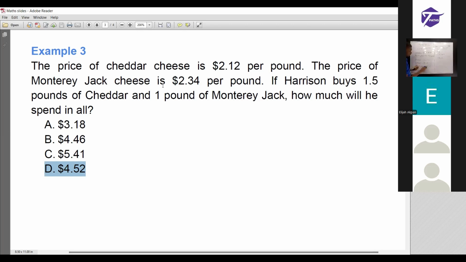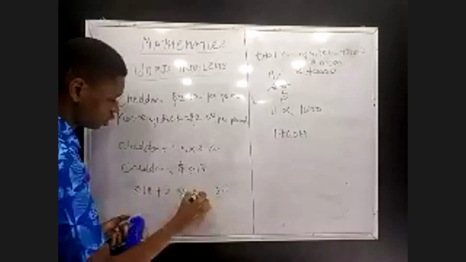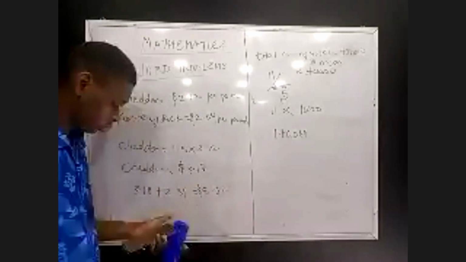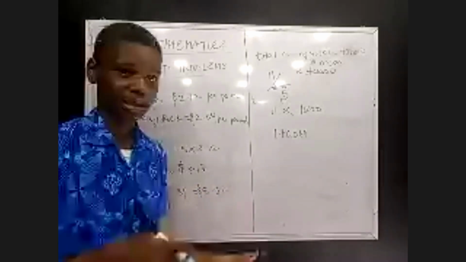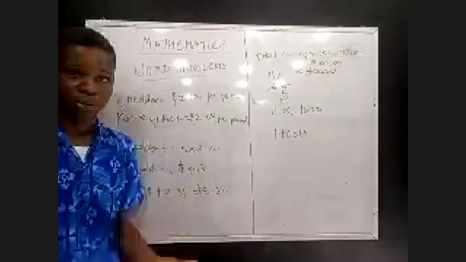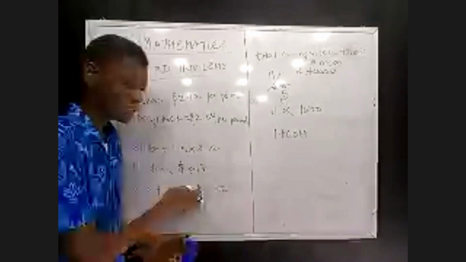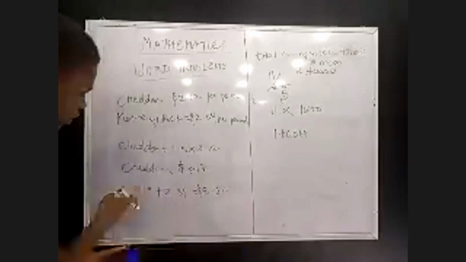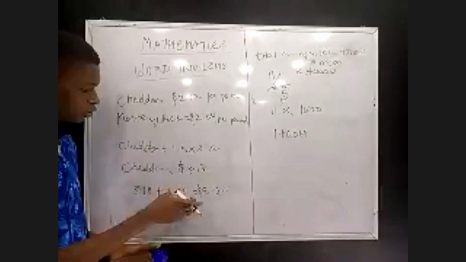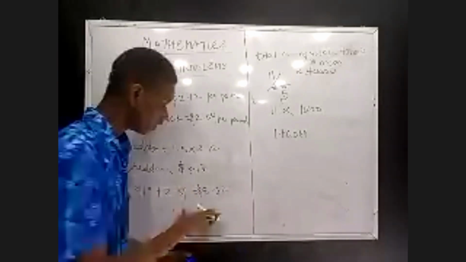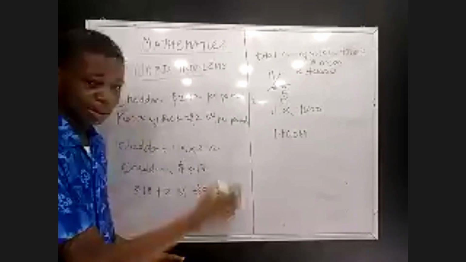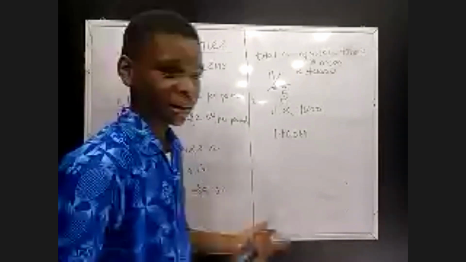I think there was a mistake in the calculation of this. So this should be 5.52 rather. So this is 2.34, this should be 5.52. I think in the question there's no options there. Option D should be 5.52, not 4.52. Probably it was a typographical error. So the answer to this is 5.52. When you add 3.18 plus 2.34, you should have $5.52.